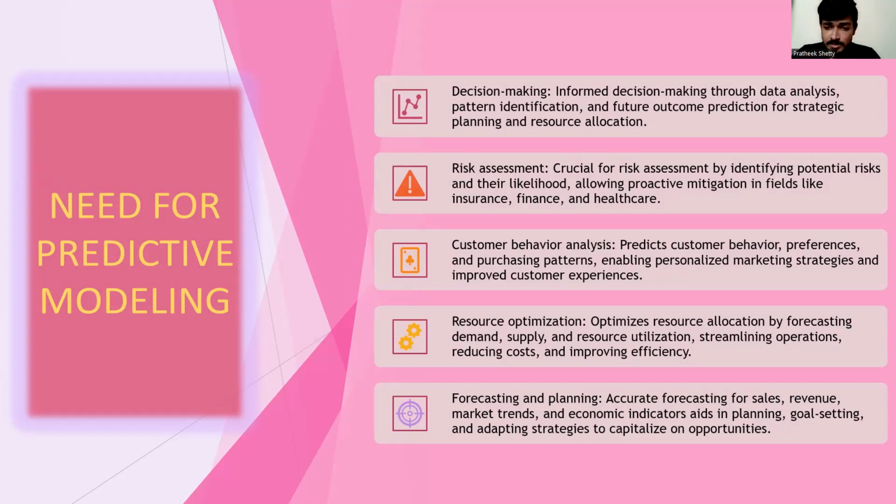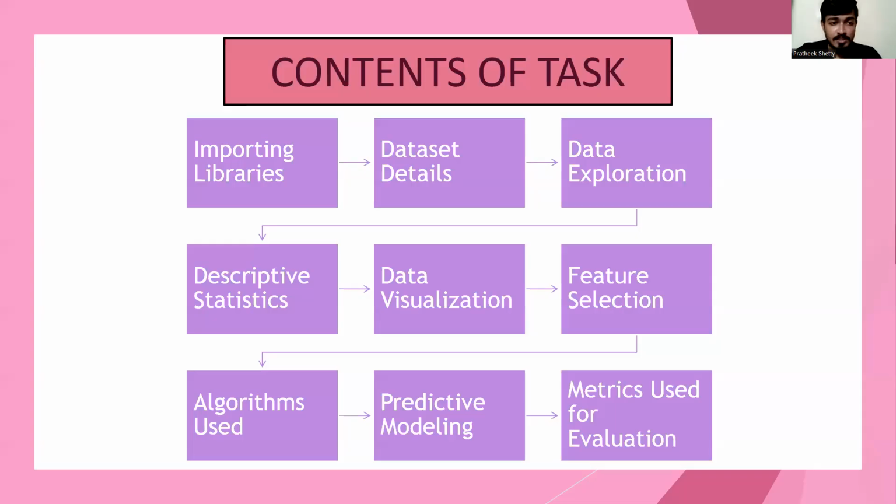In resource optimization, it optimizes resource allocation by forecasting demand, supply, and resource utilization, streamlining operations, reducing costs, and improving efficiency. In forecasting and planning, accurate forecasting for sales, revenue, market trends, and economic indicators aids in planning, goal setting, and adapting strategies to capitalize on opportunities. The contents of this task were importing libraries, dataset handling, data exploration, descriptive statistics, data visualization, feature selection, algorithms, predictive modeling, and metrics.